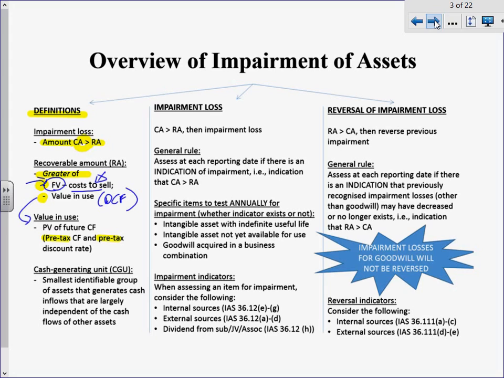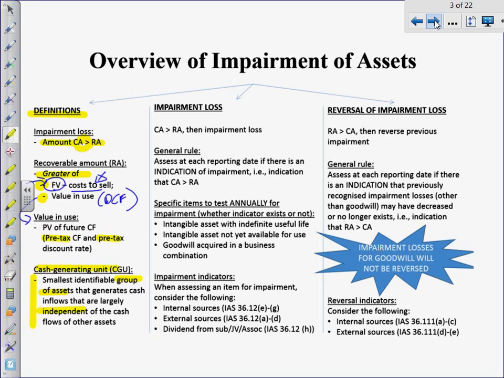Then there's a bit of a discussion about what is a cash generating unit. This lecture is not going to go into any further detail about CGUs, but a cash generating unit, from a definition, is the smallest identifiable unit or group of assets that generates cash inflows that are largely independent of cash flows from other assets. Okay, so put that in the back of your mind. We'll deal with that when we look at cash generating units.